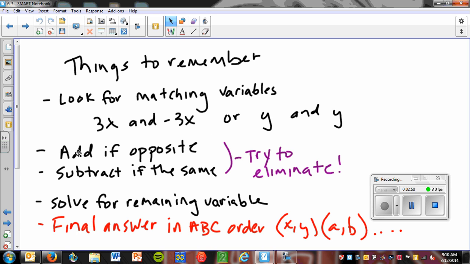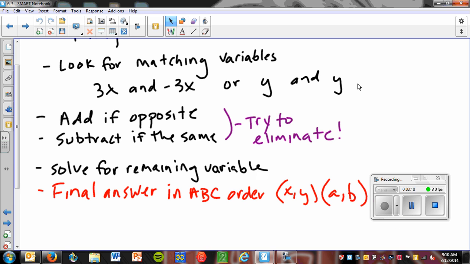So, looking at our coefficients, if they are opposite signs, we will be adding. If they are the same signs, we will be subtracting. Or, since this is kind of reviewing, we'll essentially just be changing the sign of everything and then adding. So everything kind of goes back to adding. We solve for the variable that's left, and then sometimes it's not always going to use x and y, so your final answer needs to be in alphabetical order. So A, B, or F, G, or something like that. If you can't remember what goes first, just sing your ABCs real quick, and you'll be okay.